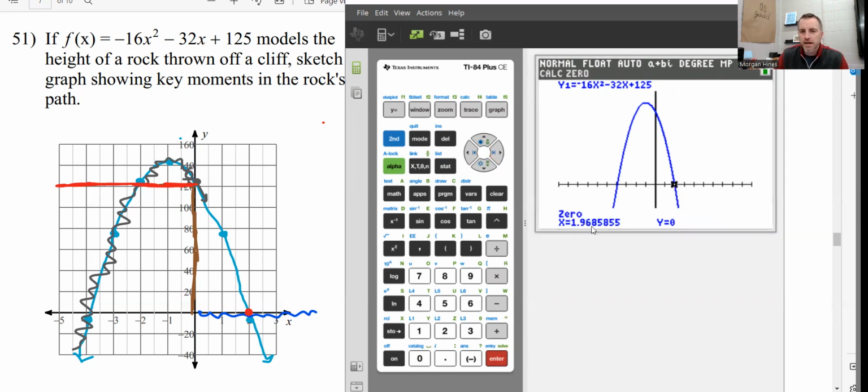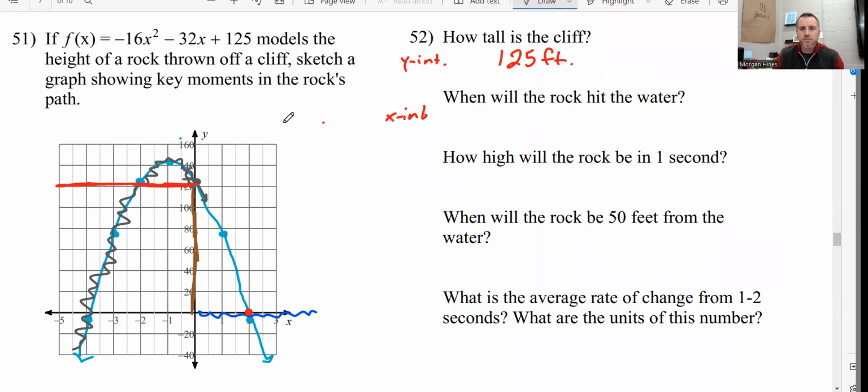We see 1.969 seconds. 1.969 seconds. Hit the water.